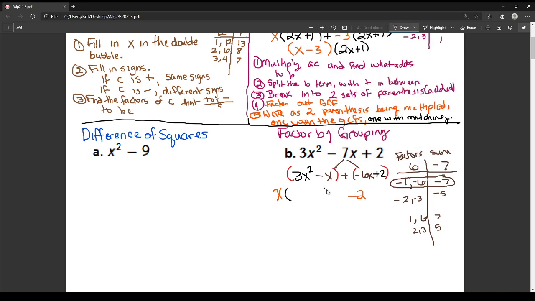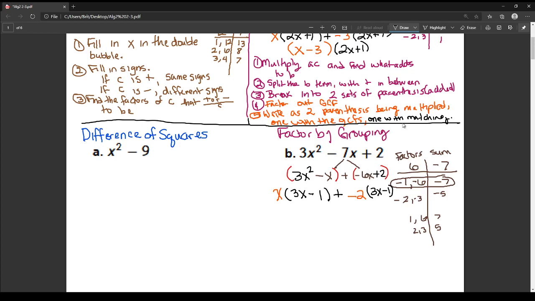So let's go ahead and actually, I don't need that plus anymore. Well, I guess the plus doesn't matter. I'm going to leave that plus there. Okay, so 3x squared divided by x is 3x, and negative x divided by x is negative 1. Negative 6x divided by negative 2 is 3x, and 2 divided by negative 2 is negative 1.